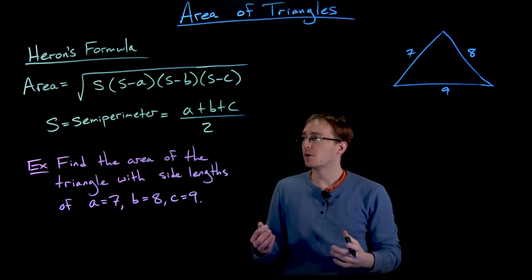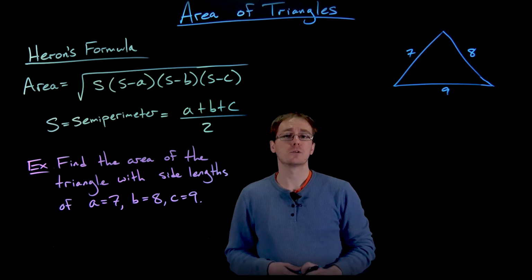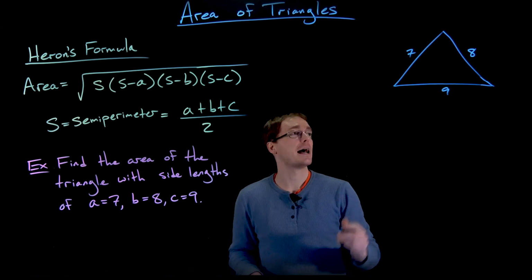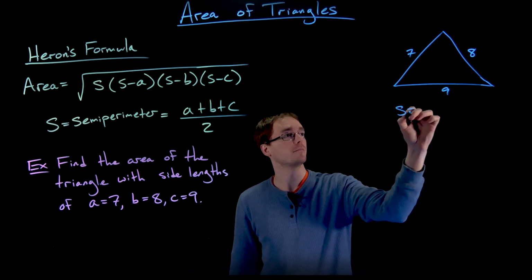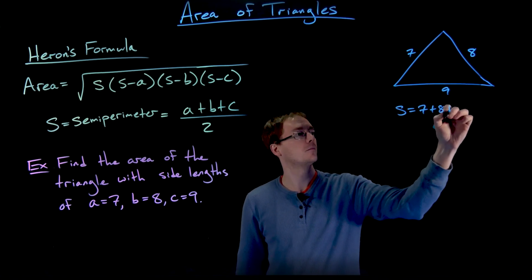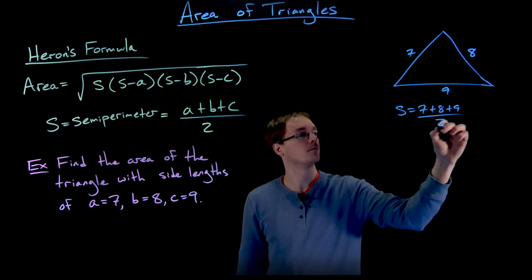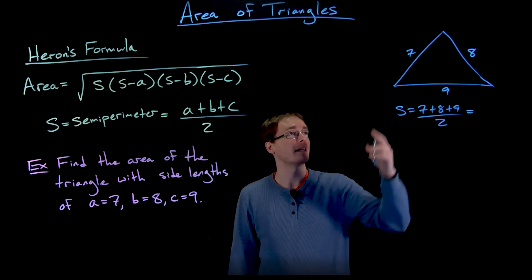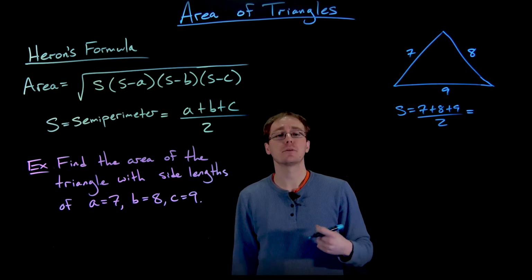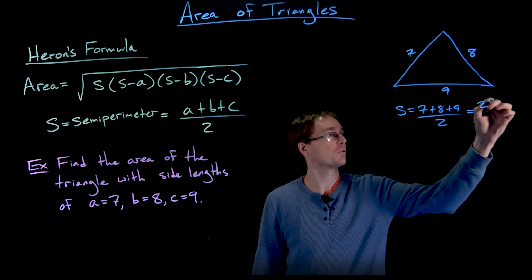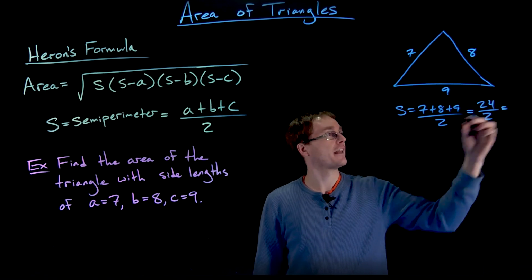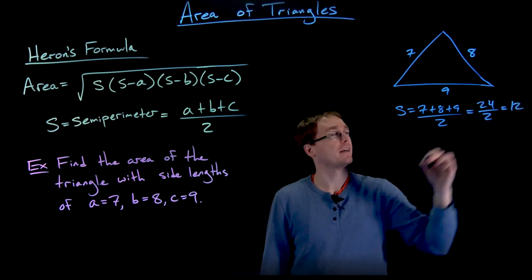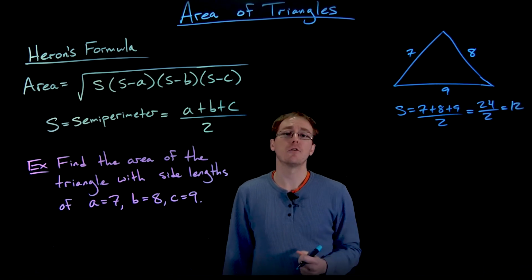And so now, if we want to use Heron's formula, the first thing we always want to compute is the semi-perimeter S. And so our semi-perimeter is just half the perimeter. We have to add up our three side lengths, 7 plus 8 plus 9. That gives us 24. And then cut that in half or divide it by 2. And that gives us a semi-perimeter of 12 for this triangle.